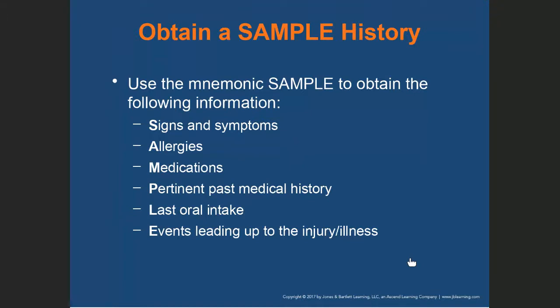So L is the last oral intake. You ask the patient, what was the last thing you had to eat? When did you have it? And events is what transpired leading up to the injury or illness. So what exactly were you doing prior to having the trouble breathing? So that's your SAMPLE or AMPLE history.